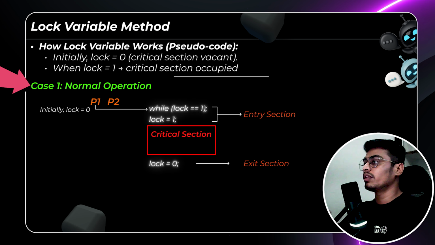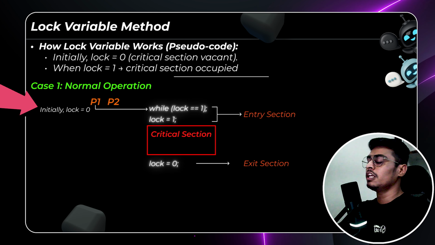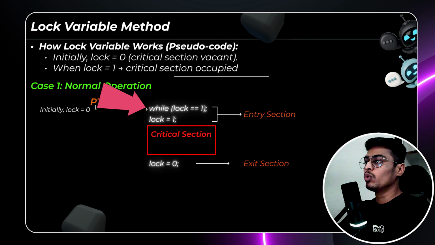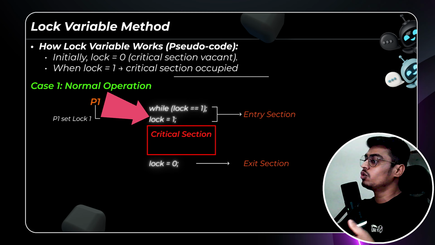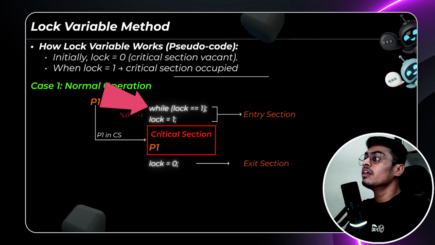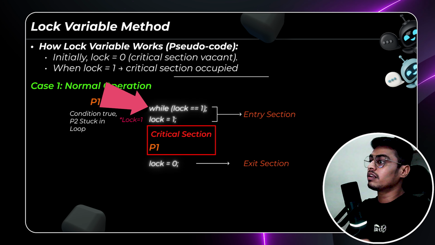Now what is case 1? Case 1 is normal operation. Let's say we have two processes P1 and P2 and initially lock is 0. When P1 arrives first, P1 executes the entry code while lock is equal to 1. Since lock is equal to 0, the condition 0 equal to 1 is false. So P1 exits the while loop and executes lock equal to 1. So P1 enters the critical section. Now if P2 wants to enter, P2 executes while lock is equal to 1. Since lock is equal to 1, the condition 1 equal to 1 is true. Now P2 gets stuck in the infinite loop and cannot enter the critical section.